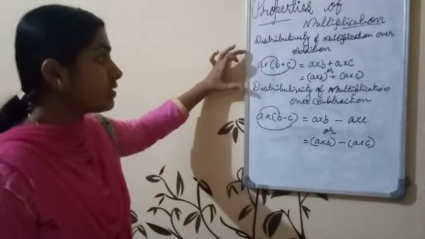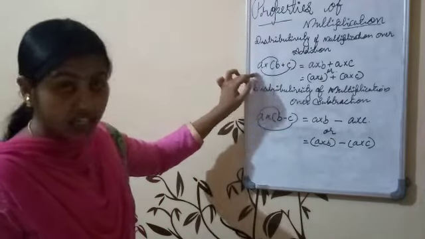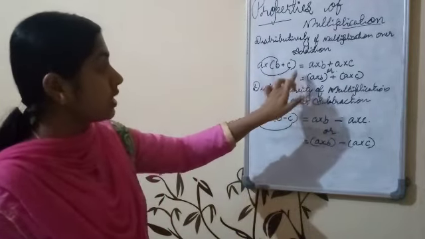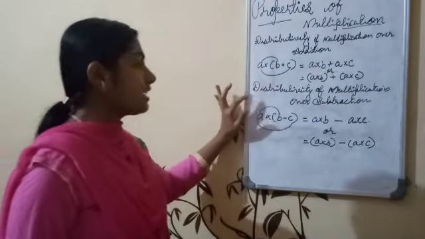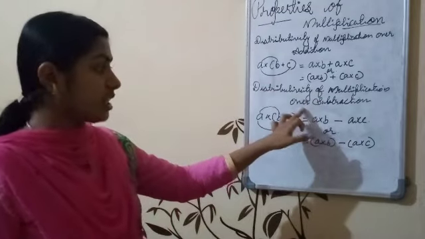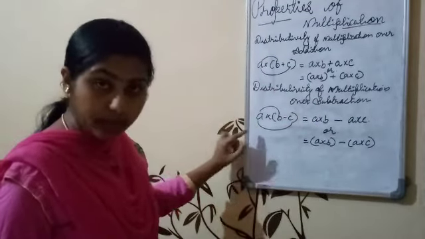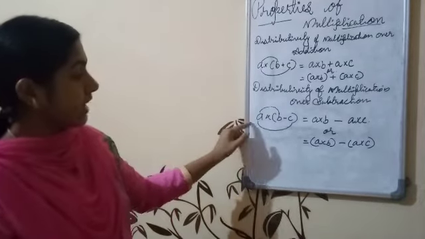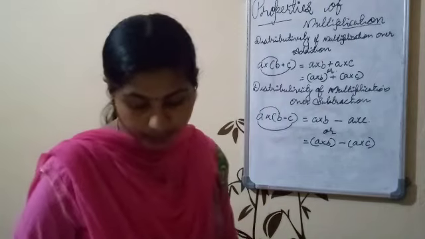Okay, first one, distributivity of multiplication over addition: A into (B plus C) is equal to A into B plus A into C. And distributivity of multiplication over subtraction: A into (B minus C) is equal to A into B minus A into C.